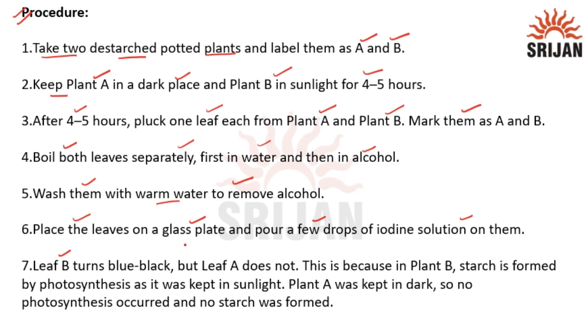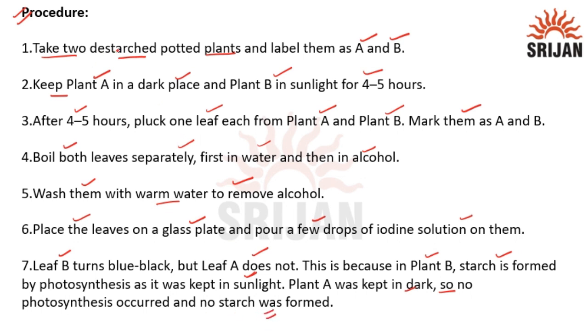Leaf B turns blue-black, but leaf A does not. This is because in plant B starch is formed by photosynthesis as it was kept in sunlight. Plant A was kept in the dark, so no photosynthesis occurred and no starch was formed.